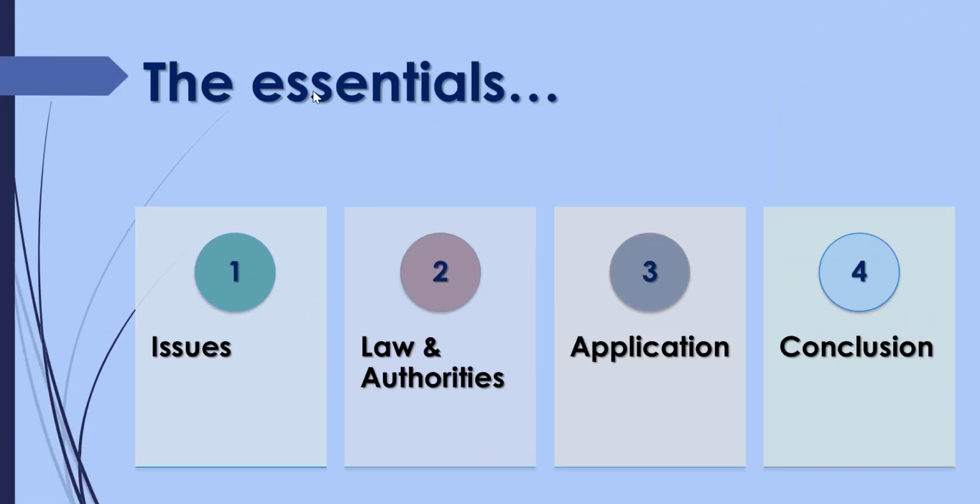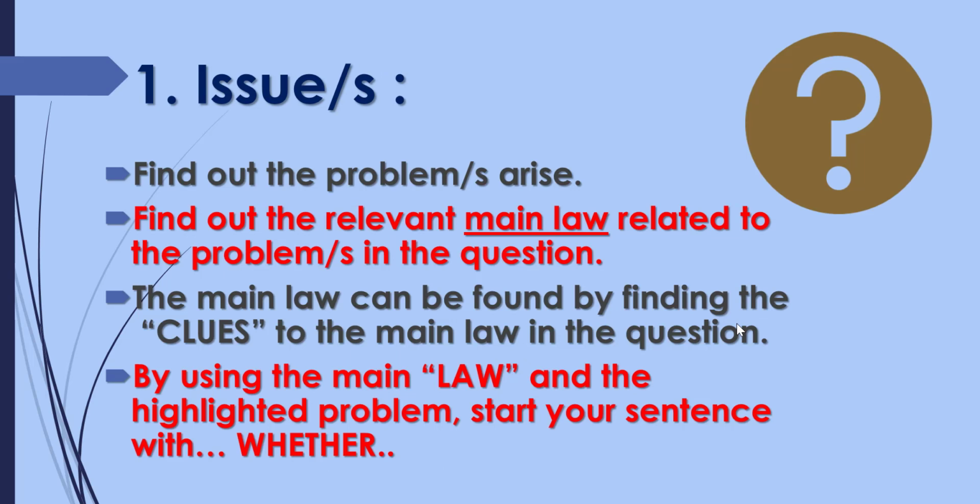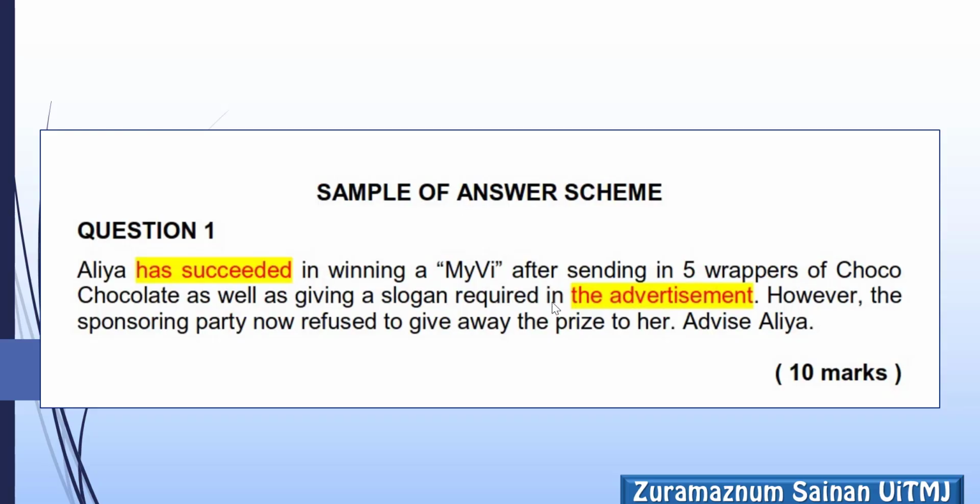Now, as we know, there are 4 essentials for you to find out in order to answer a case study. First, you have to find the issues. Second, law and authorities. Third, application. And fourth, conclusion. Now, as for the issues, you have to find out the problems arising. As we know just now, in the question, the problem is the sponsoring party refused to give away the prize to Alia, even though Alia was already selected as the winner for the Myvi. So there is a problem here, whether Alia has the right or not upon the prize, that is the Myvi.